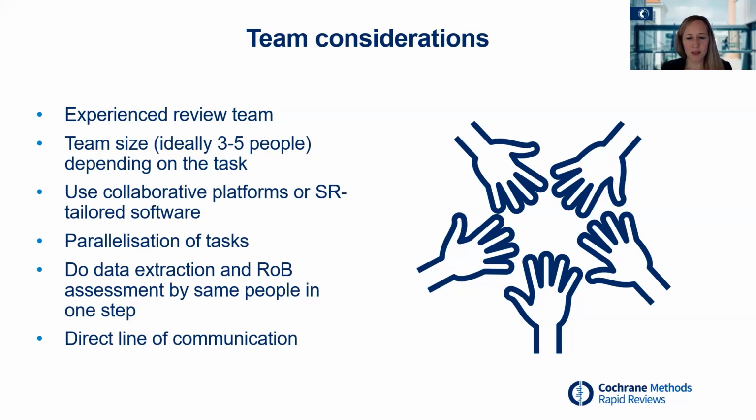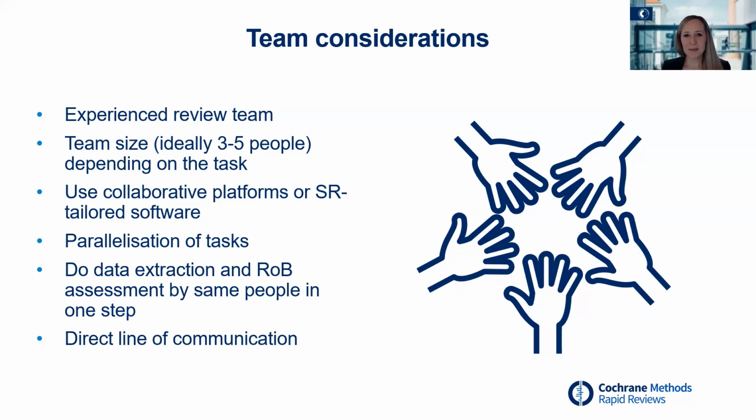Another thing that helps with the organization of a rapid review is parallelization of tasks, so that you do not perform the different tasks of the review process consecutively. For example, part of the team is still doing abstract screening, and the next part of the team is already doing full text screening, and maybe another part of the team is already starting to extract the data from the full text. So this can also increase the speed of your review process.